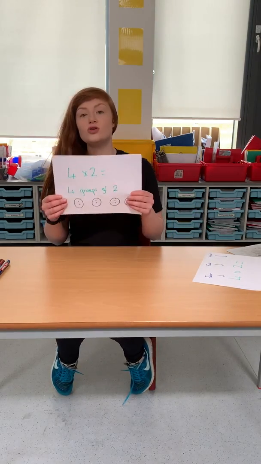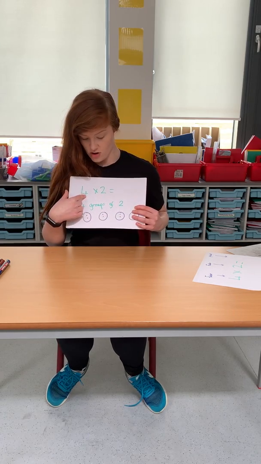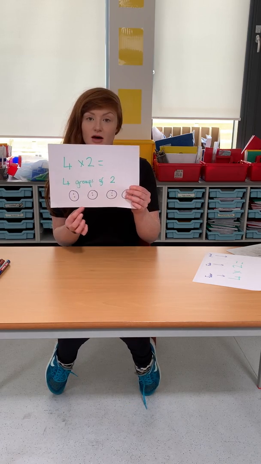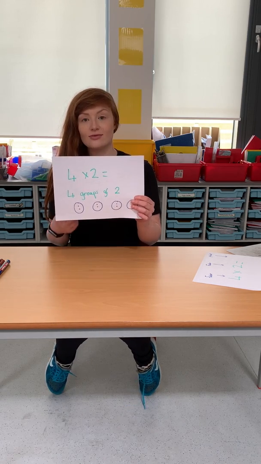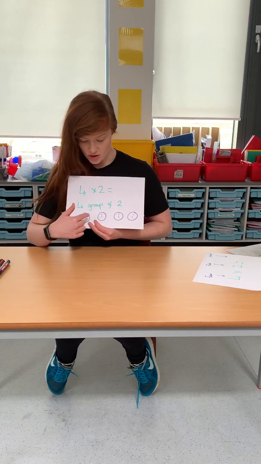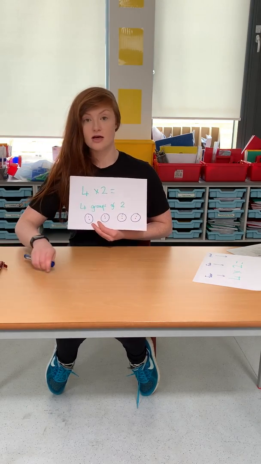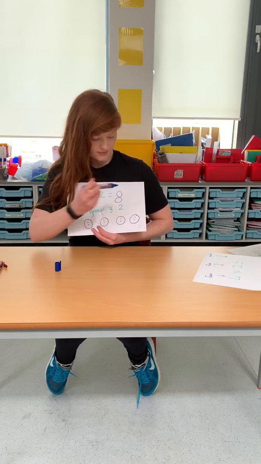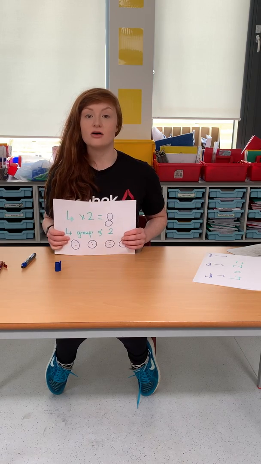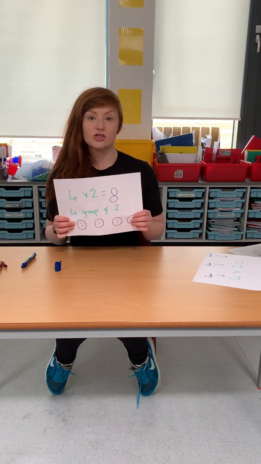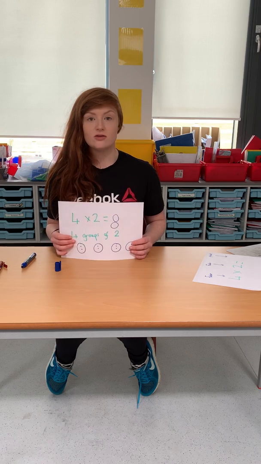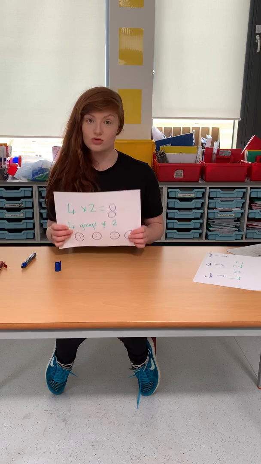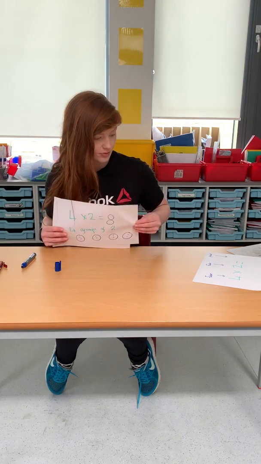So 4 times 2 means 4 groups of 2. So I've done this by drawing 4 groups below with 2 in each group. And then I can count in 2s to add it up. So I can go 2, 4, 6, 8. So my answer would be 8. Now, when the numbers aren't too large, that's a really good method, and my children absolutely love using that. But when you've got 25 times 2, you don't want to have to be drawing out 25 groups. So there are also other ways that I can help you to work it out.